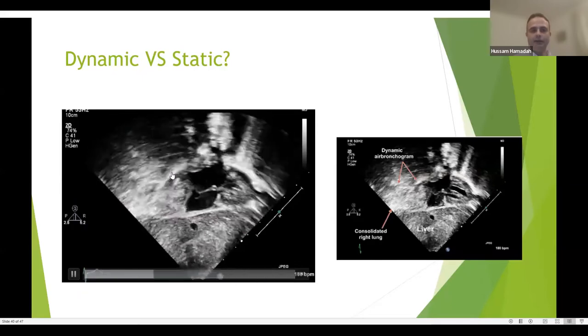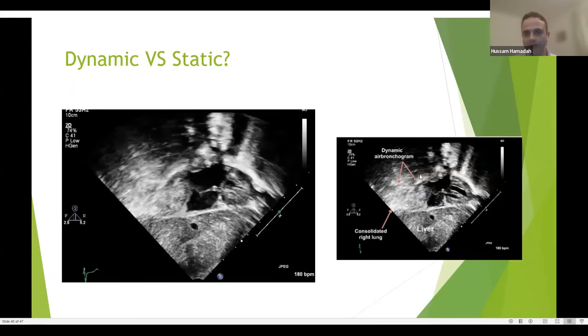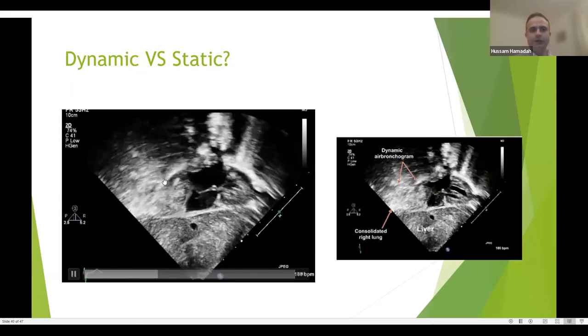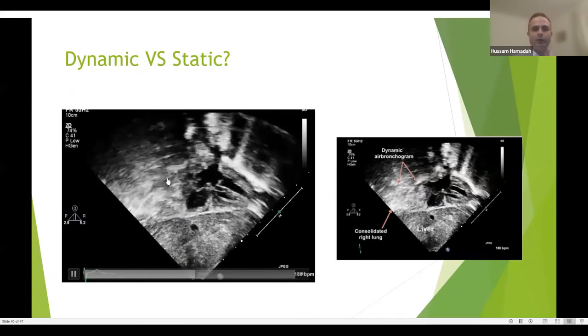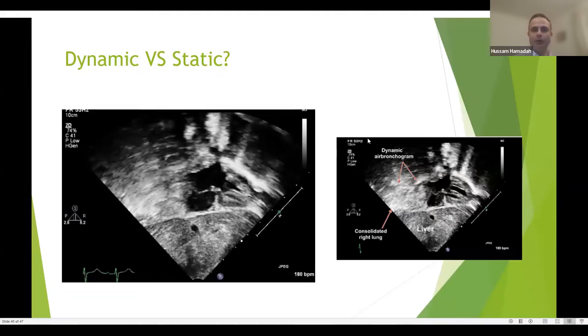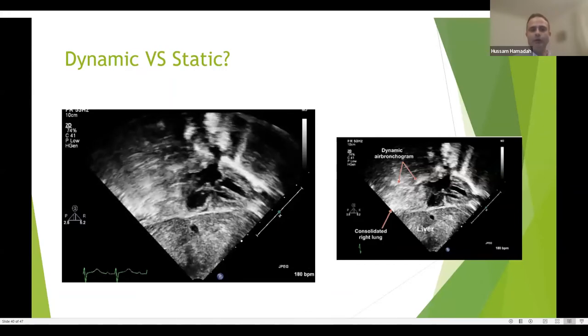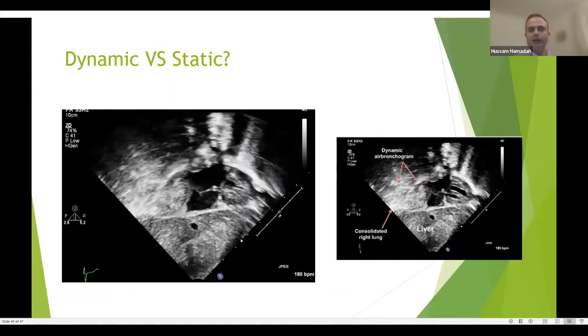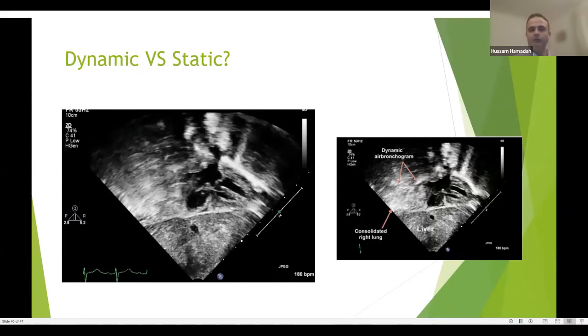white letter Y here, 1, 2, 3 bars like this one here, Y. This is what we call dynamic air bronchogram. If you see the bronchogram is moving, is branching, it means it's going more with pneumonia. If you correlate it with other signs like shred sign, irregular pleura, septated pleural effusion, this is called pneumonia.